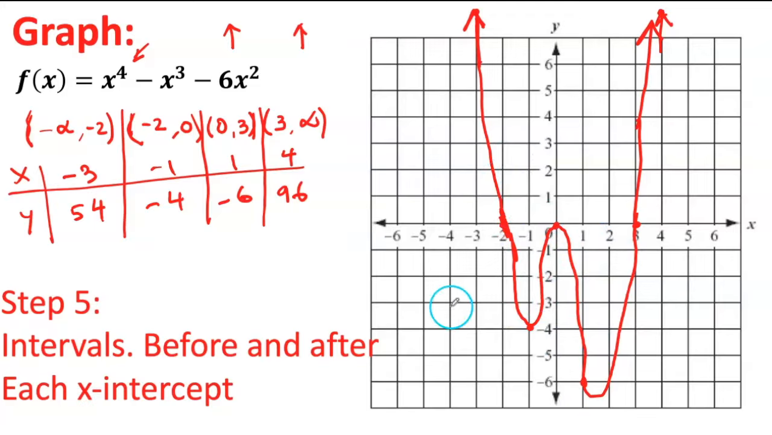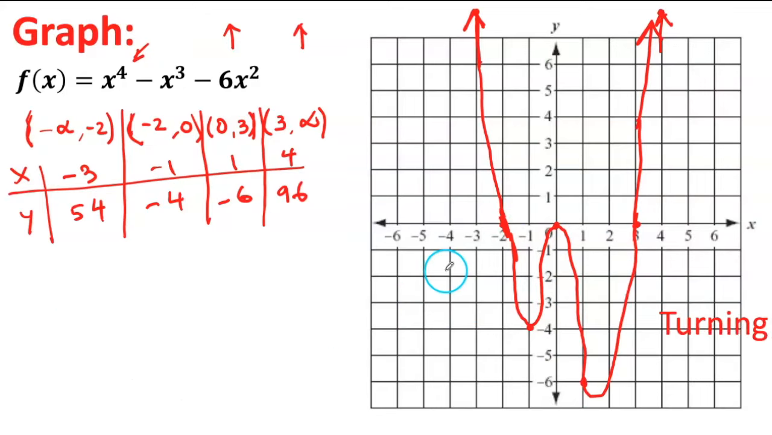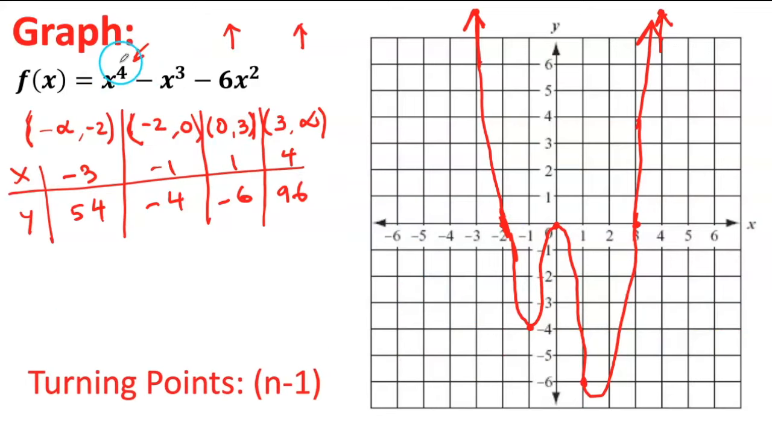All right, let's talk about the turning points. Again, this is degree 4. So n minus 1 is 3. I can have up to 3 turning points. Here's one, another one, and another one. 3, okay? 3 or less.